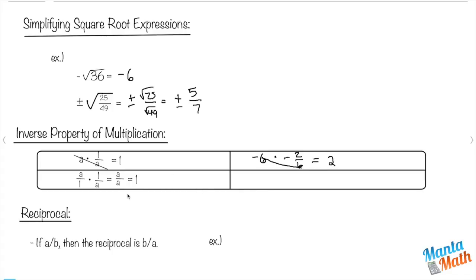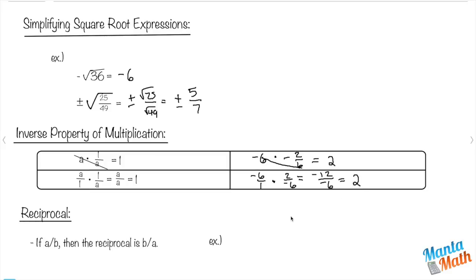Okay, there's a second version of the inverse property of multiplication, and that says that a over 1 times its reciprocal, 1 over a, if you multiply across the numerator and multiply across the denominator, gives you a over a, which simplifies to 1. An example of this would be if we had negative 6 over 1 times 2 over negative 6. This equals negative 12 over negative 6, and that simplifies to 2.